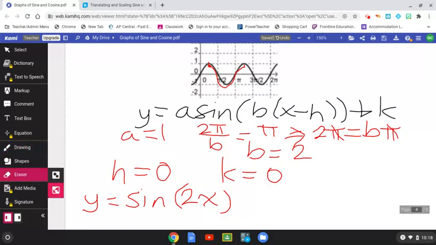Okay, so let's just say, because I don't have room, I'm going to try to erase this, which is going to take forever.